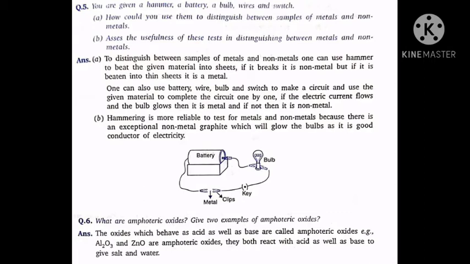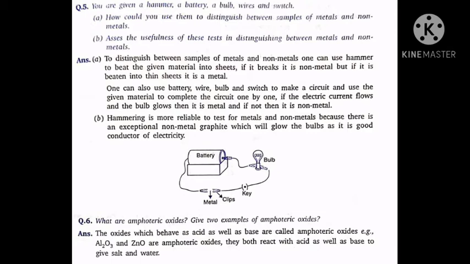B. Hammering is more reliable to test for metals and non-metals because there is an exceptional non-metal, graphite, which will glow the bulb as it is a good conductor of electricity.